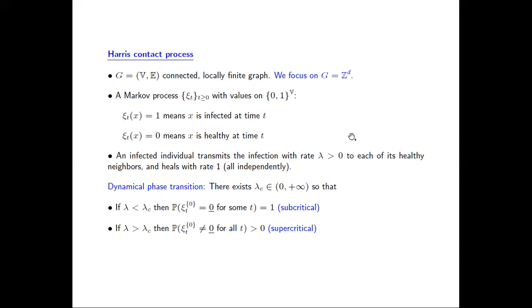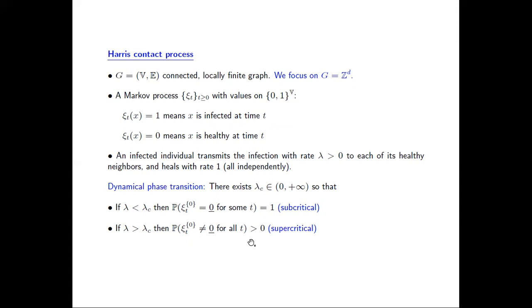And the infected individual transmits the infection with a given rate, which is the parameter of the model, lambda, to each of its healthy neighbors, and heals with rate 1. The interest of this process is that it presents a dynamical phase transition. That means there is a critical value lambda_c, which is bigger than 0 and finite in quite general situations, such that if lambda is less than this value, then the infection always dies out starting from any finite set. The upper index here means the initial configuration. And if lambda is larger, then there is a positive probability that the infection persists.